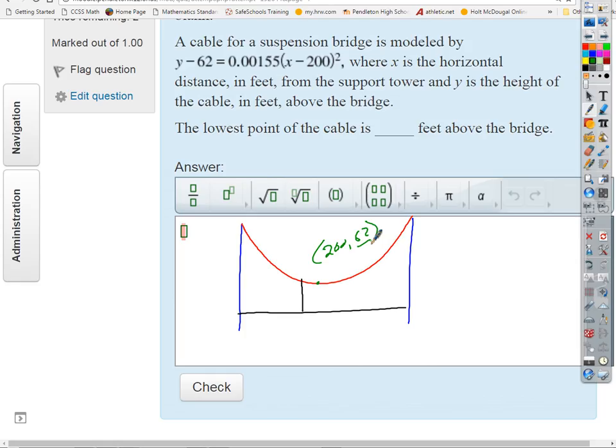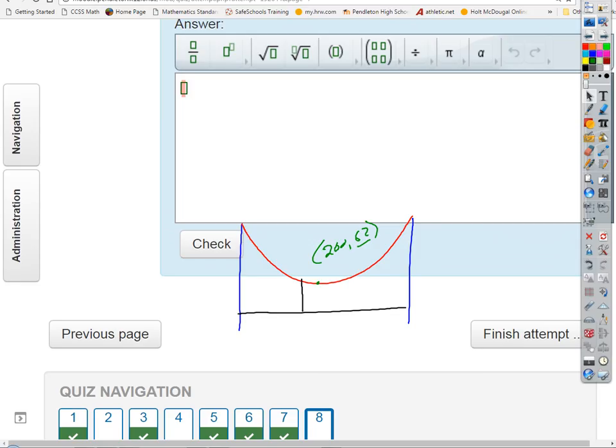Okay? All right. And if you want to, you can graph that and use your calculator.